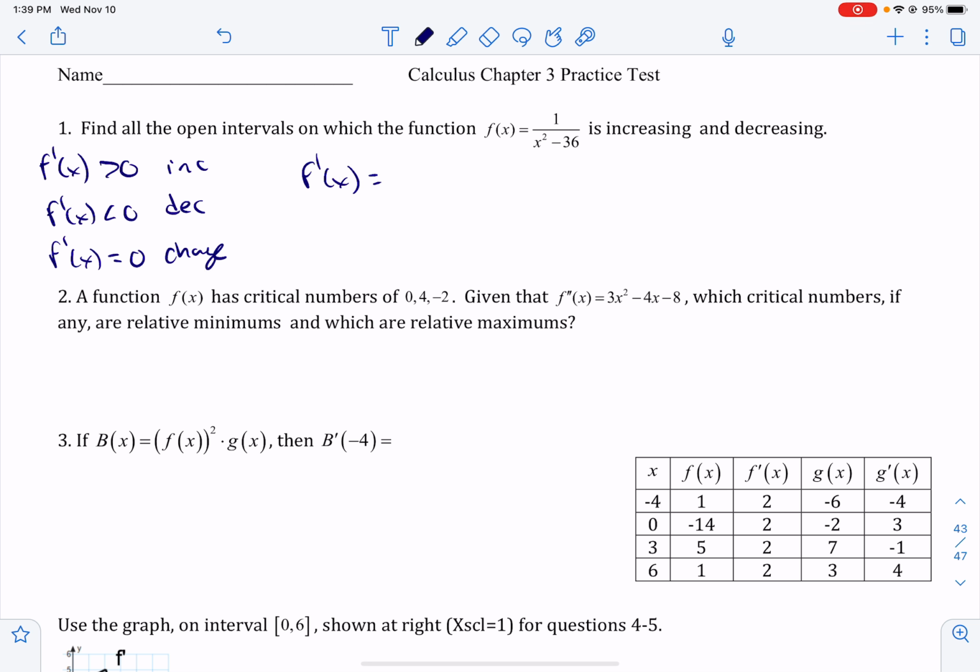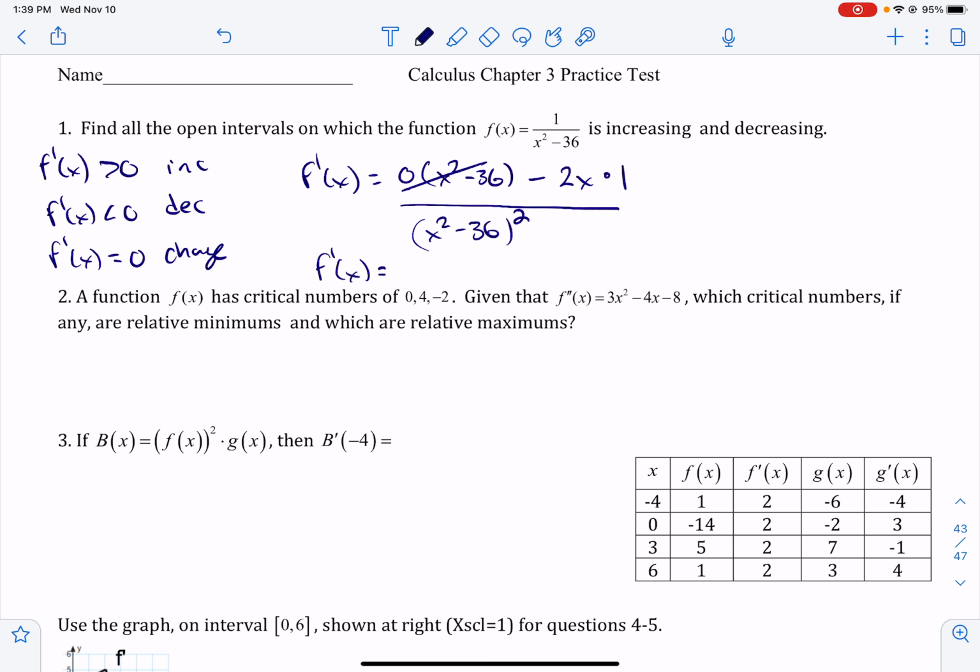So f prime of x equals the quotient rule. The top is the derivative of the top, 0, multiplied by the bottom, minus the derivative of the bottom, which is 2x, multiplied by the top, which is 1. All of that gets divided by (x squared minus 36) squared. I have to square the bottom with the quotient rule. So this is not as ugly as it seems, f prime of x. The 0 goes away, and I just end up with negative 2x on top, and (x squared minus 36) squared on the bottom.